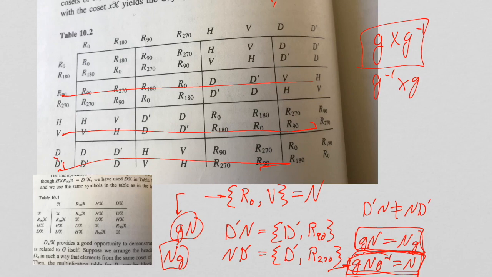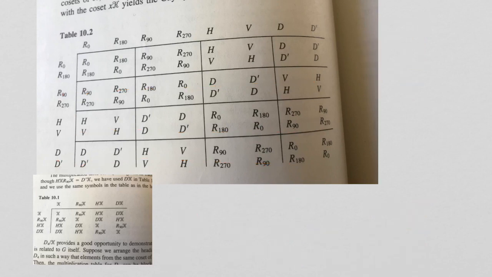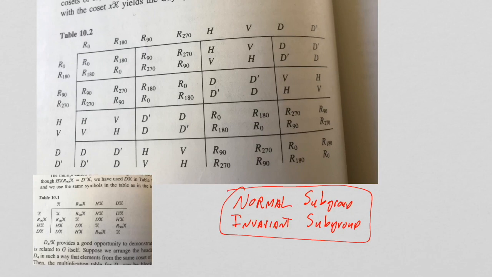So the point is that when this is true, we consider N to be a special kind of group. And that special kind of group is called a normal or invariant subgroup. Normal or invariant subgroups, different words, same concept. They're very important because they allow us to define something really important called factor groups.